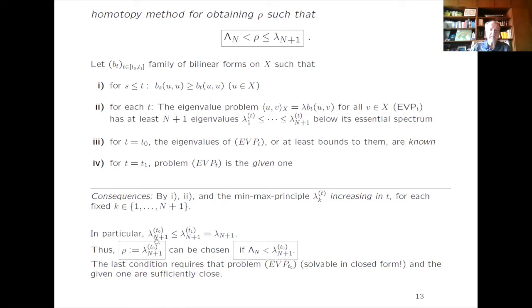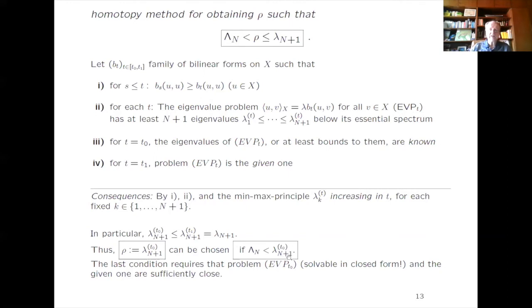And in particular, that means that the n plus first eigenvalue, or the n plus first spectral point, so to say, is increasing. And at the end, we arrive at the given problem. So that's lambda n plus 1, the desired eigenvalue. And so we can choose rho to be equal to this expression here, lambda n plus 1 at t0. And we know that by assumption, the eigenvalues in the base problem, so to say, of the homotopy, this can be chosen and we get the lower bound to n plus 1. But we also need the second inequality here. And so that can only be chosen if lambda n is actually less than this known value.